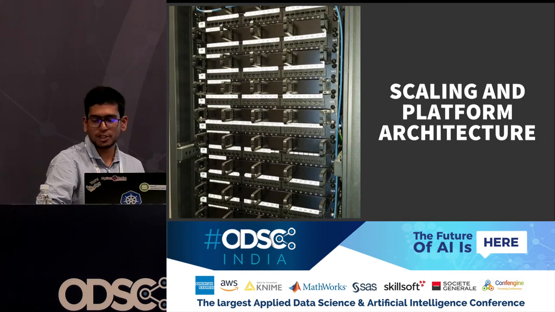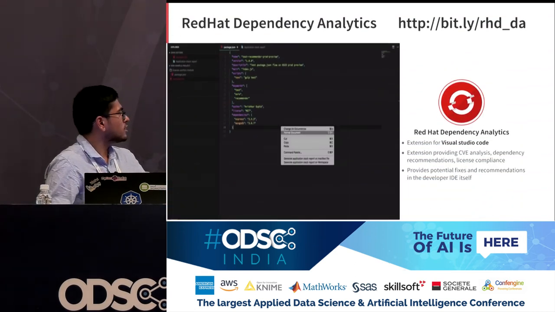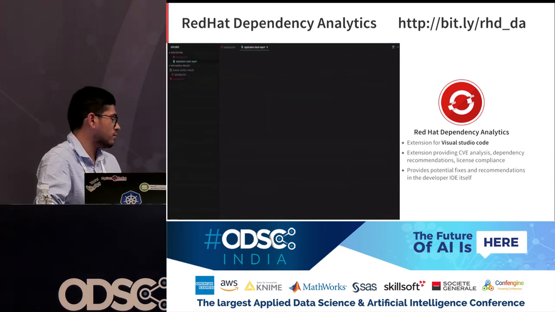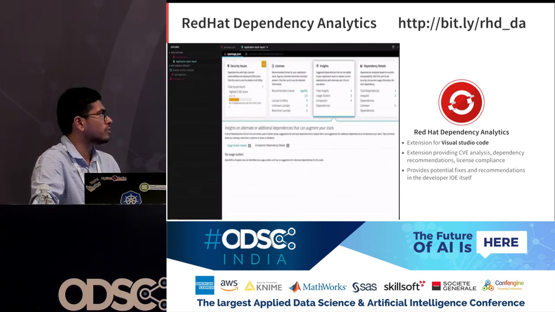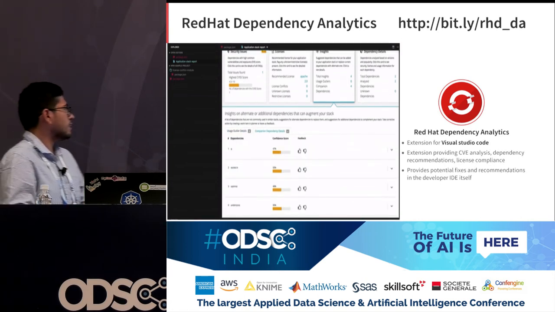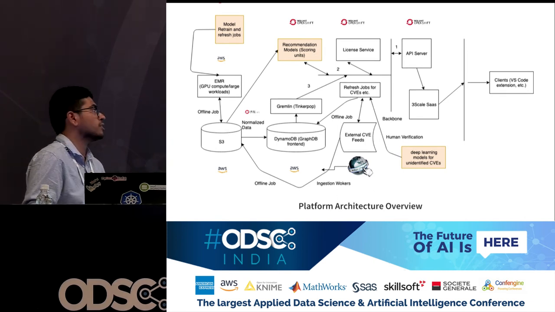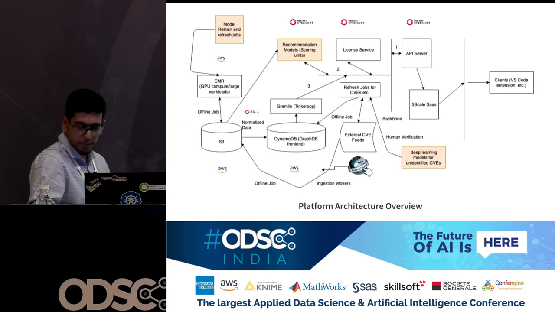Continuing on that, now let's talk about the more interesting bits, I guess, which is the scaling and the platform architecture. Currently we serve our platform through a VS Code extension. Being Red Hat, it's completely free and open source. You can contribute, you can use it, whatever. You can download it from over there. Basically, we produce something called a stack report, and there is a very interesting architecture behind it. This is more of the client-facing architecture, but all of our components are figured into it.